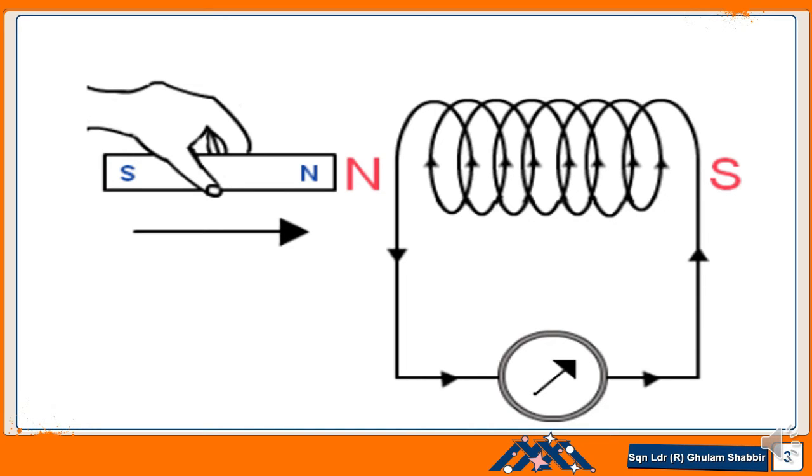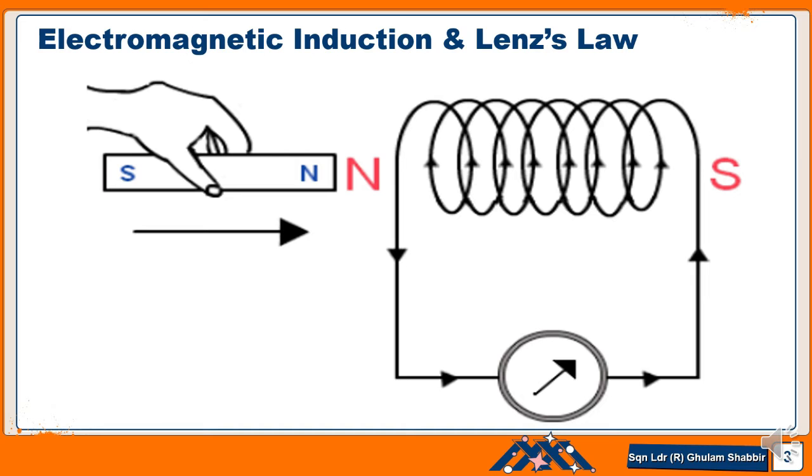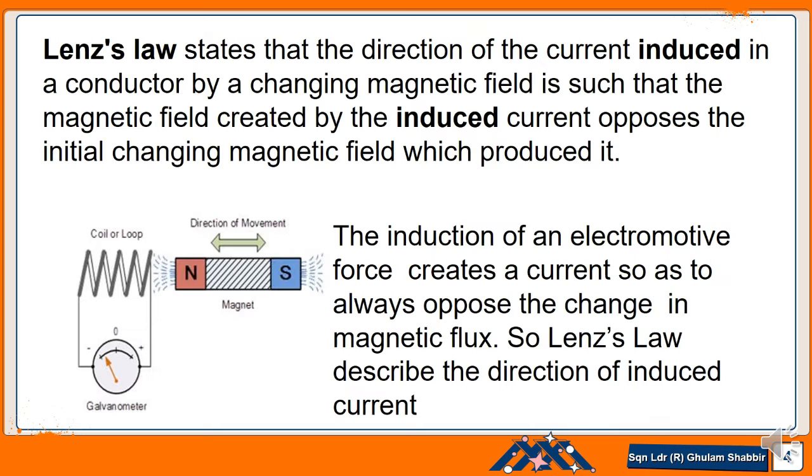We are discussing electromagnetic induction. In the previous two lessons, we have discussed Faraday's law of electromagnetic induction, and the factors affecting the induced EMF. In this lesson, we will try to understand the direction of the current which is induced due to the change of magnetic flux in the coil. This is described by Lenz's law.